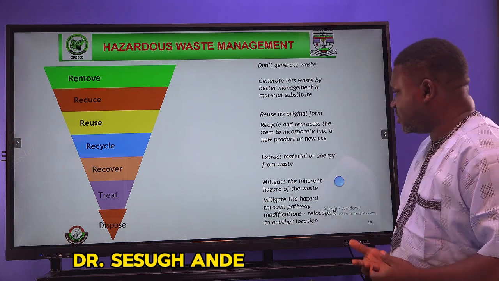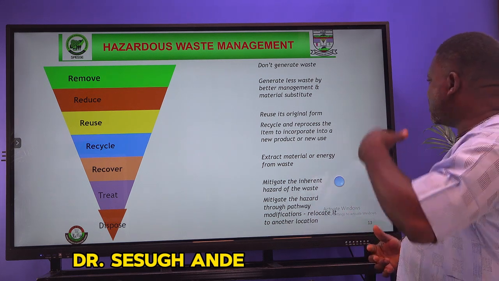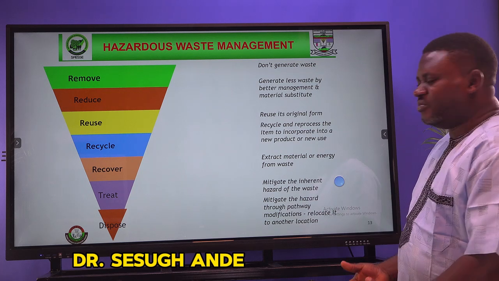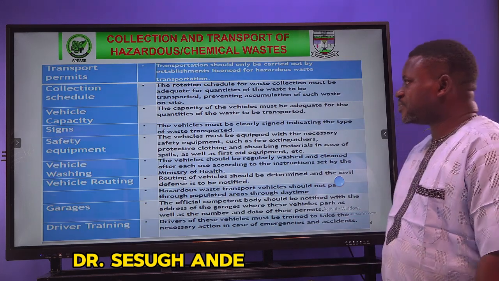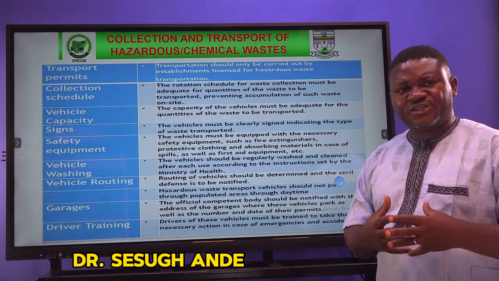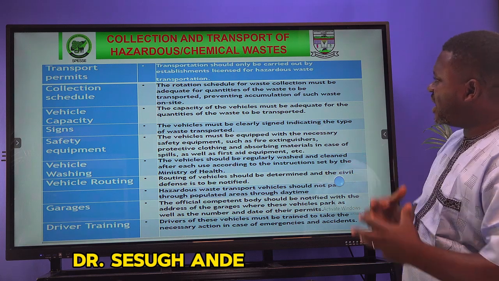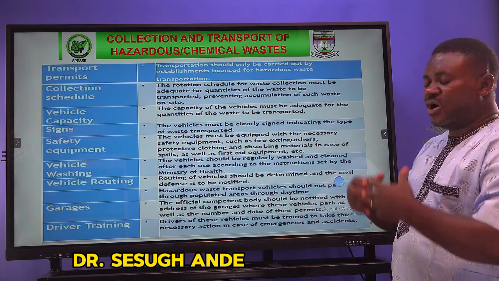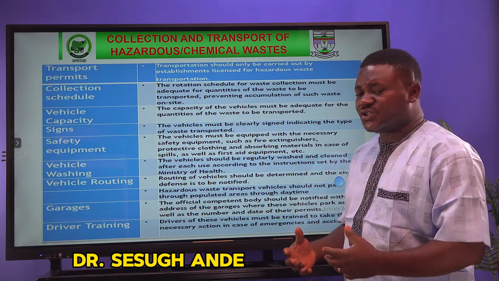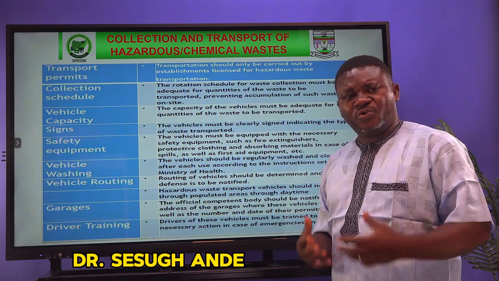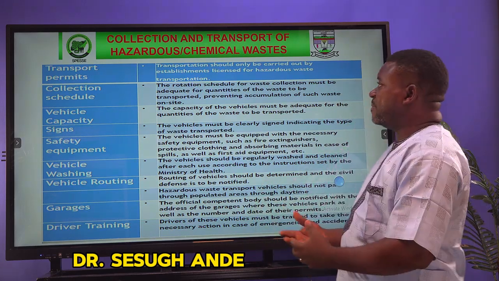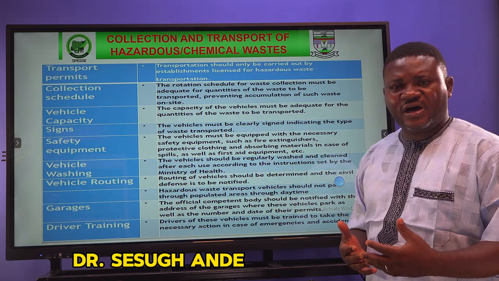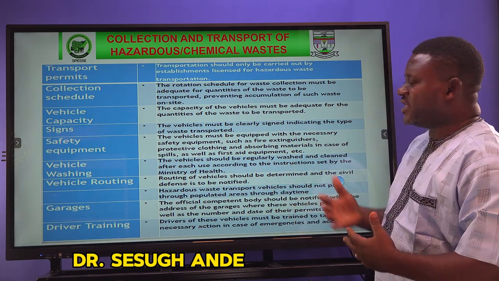Then you have reuse. We should be able to reuse it in its original form, or recycle, or recover, or treat before disposal. Then there is a collection and transport system of hazardous or chemical waste. This helps guide us on how we could transport or collect these hazardous wastes. And we have a number of procedures or a number of steps.